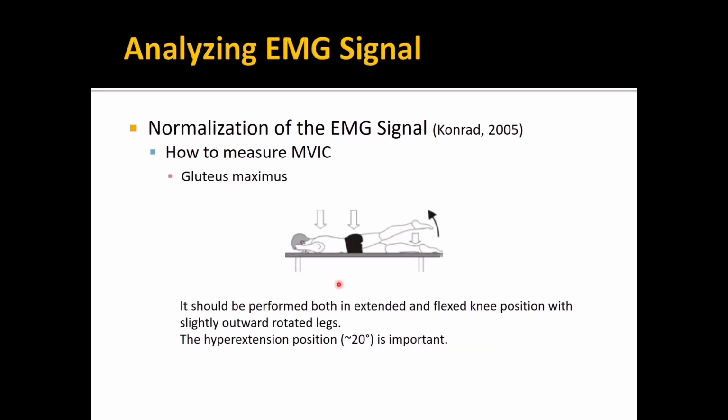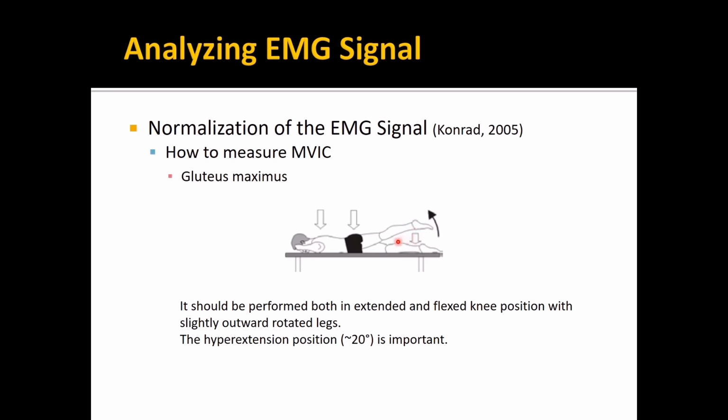And this is how to measure the MVIC of the gluteus maximus, another example of measuring MVIC. It should be performed in both extended and flexed knee positions with a slightly outward rotated leg. Again, the participants are asked to exert as much force as they can. And the hyperextension angle is around 20 degrees.